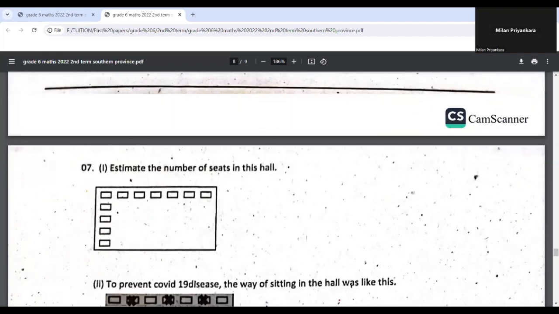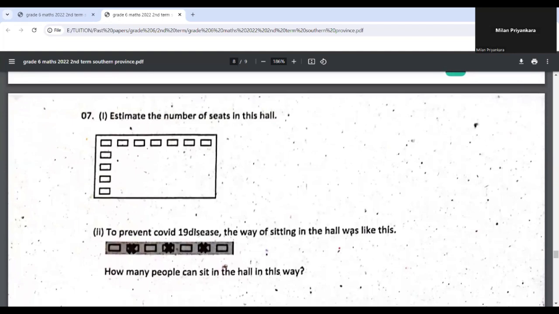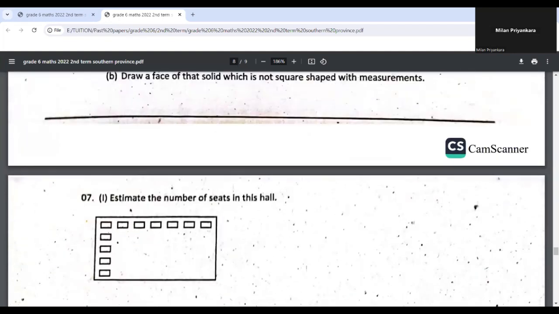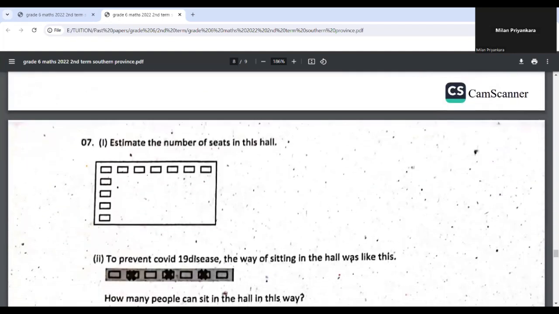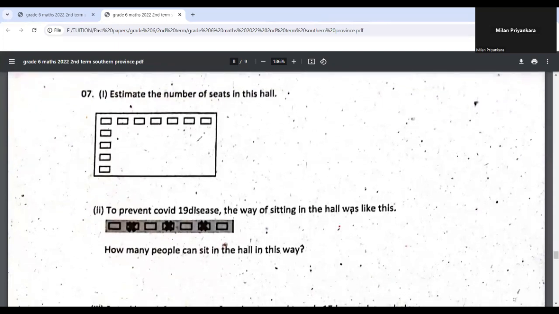And then here we are going to the 7th question. Estimate the number of seats in this hall. You know, these are placed like this. 1, 2, 3, 4, 5, 6, 7 are there. And here 1, 2, 3, 4, 5. So 5 into 7 will be the number of seats as we estimate. So it will be like 35 seats, right?